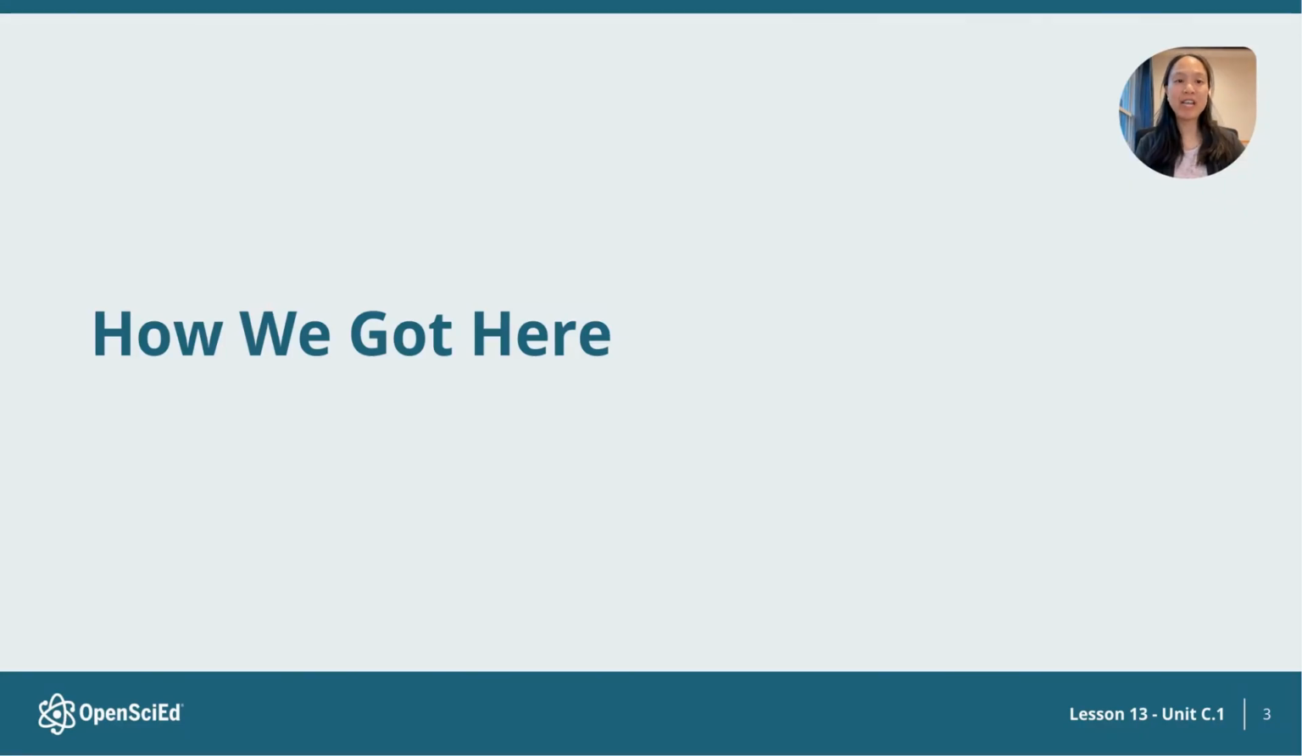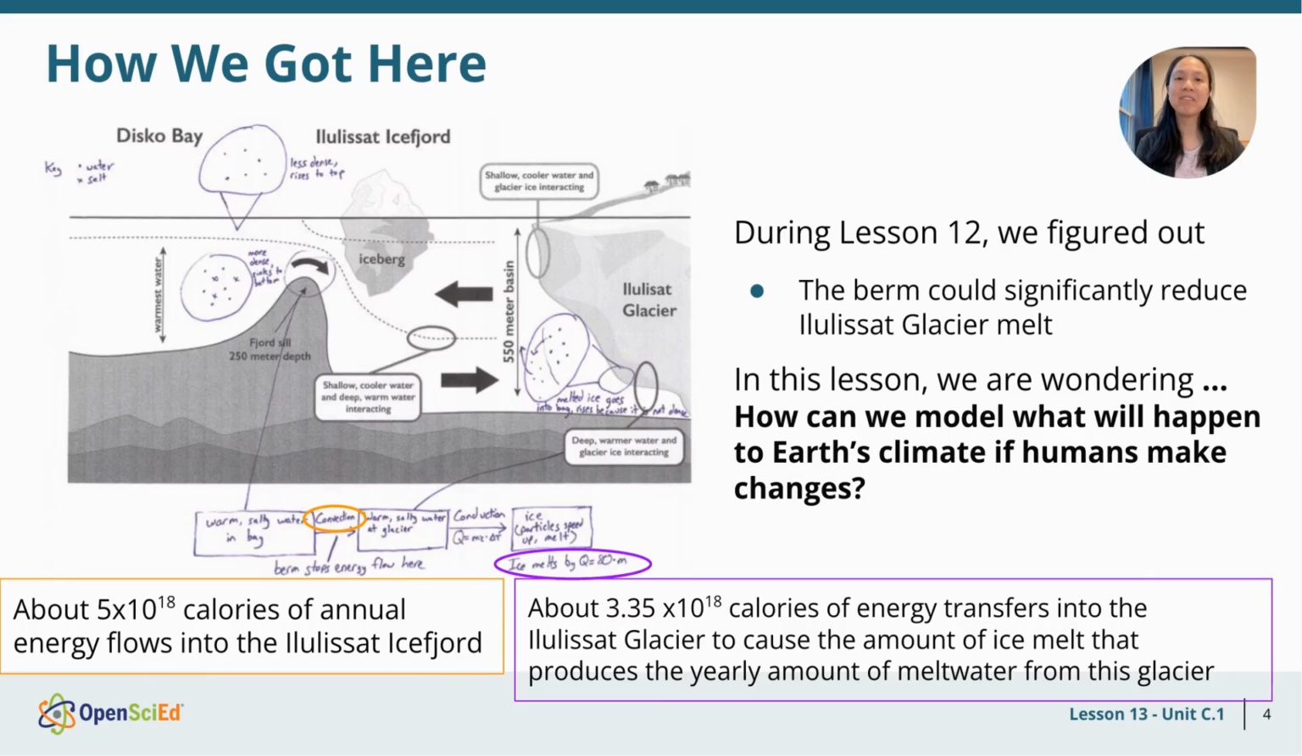First, let's briefly recap on how we got to Lesson 13. In Lesson 12, we calculate that about 3.35 times 10 to the power of 18 calories of energy transfers into the Illicit Glacier to cause the amount of ice melt that produces the yearly amount of meltwater from this glacier. And we calculate that about 5 times 10 to the power of 18 calories of annual energy flows into the Illicit Ice Fjord through convection. So we conclude that implementing the berm solution could significantly reduce the Illicit Glacier melt. In Lesson 13, we are wondering, how can we model what will happen to Earth's climate if humans make changes?